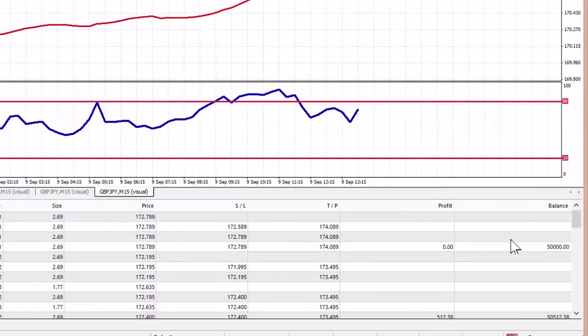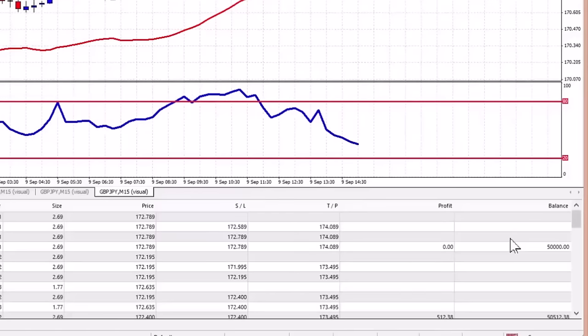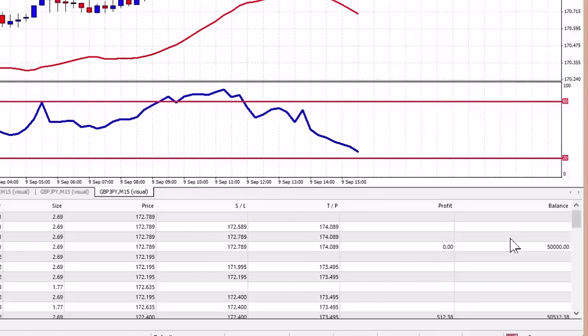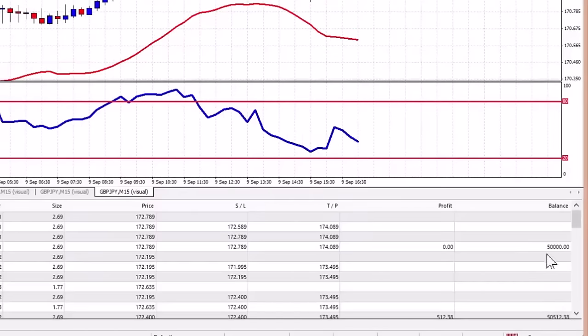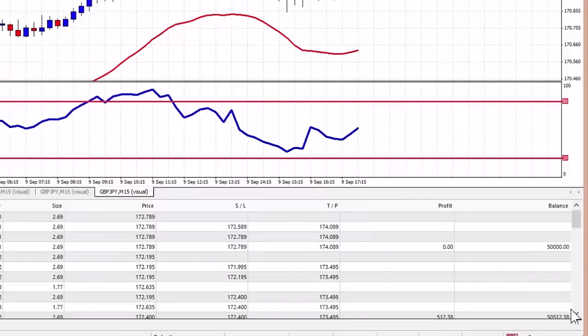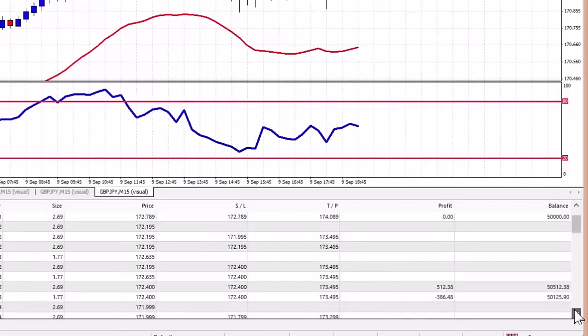We're in fact only risking 10,000 of that 50,000 on the double in a day technique. So you don't need to risk your whole account. You can risk a portion of your account. So we're only using 10,000 on the double in a day. And I'll just flip through the trading account.